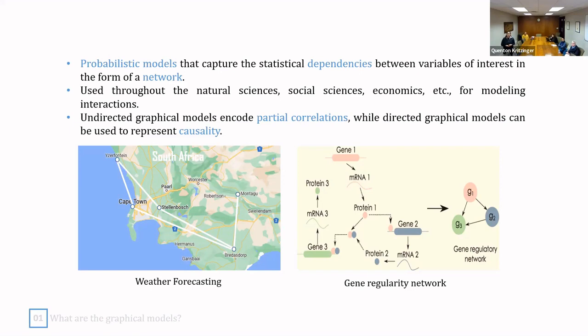We can divide graphical models into two main classes: undirected graphical models and directed graphical models. I have an example of each. This one is weather forecasting for a city in South Africa, and this one is a gene regulatory network. Here we have a directed graphical model, and on the left side an undirected graphical model. The data can tell us which of these graphical models we can use. In an undirected graphical model, we just talk about partial correlation, but in a directed graphical model, we talk about causality. It's not just the interaction between random variables.